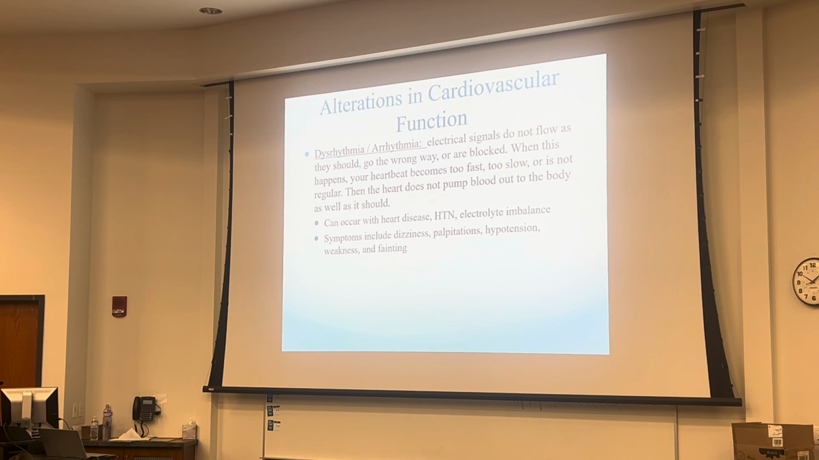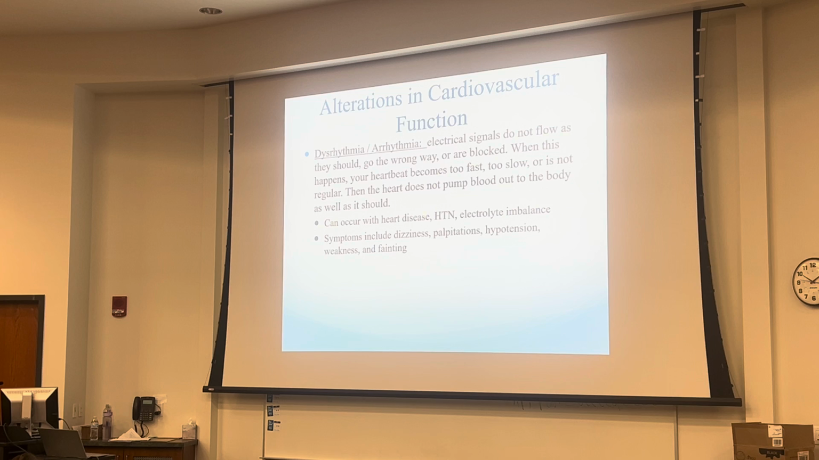Okay, so those electrical signals that I was just talking about, they don't flow like they're supposed to. Maybe they go the wrong way or they're blocked. When this happens, that heartbeat's gonna be too fast, too slow, just not regular, and then we're decreasing our cardiac output that we talked about. So we figured out the stroke volume and the heart rate. We multiply that together, it gives us our cardiac output. If we're too fast, too slow, or erratic, our cardiac output is gonna go down. So we're gonna see dizziness, weakness, maybe confusion, maybe chest pain.